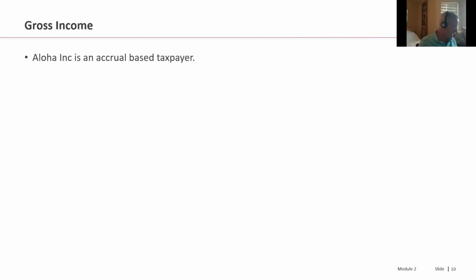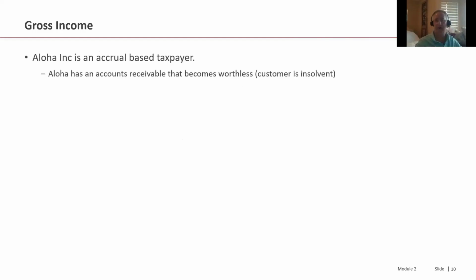Okay, so Aloha Inc. is an accrual-based taxpayer, and they have accounts receivable that become worthless. So hopefully you recall at least some of your accounting allowance for bad debts sort of thing. So Aloha deducts bad debt expense for the write-off in year one.